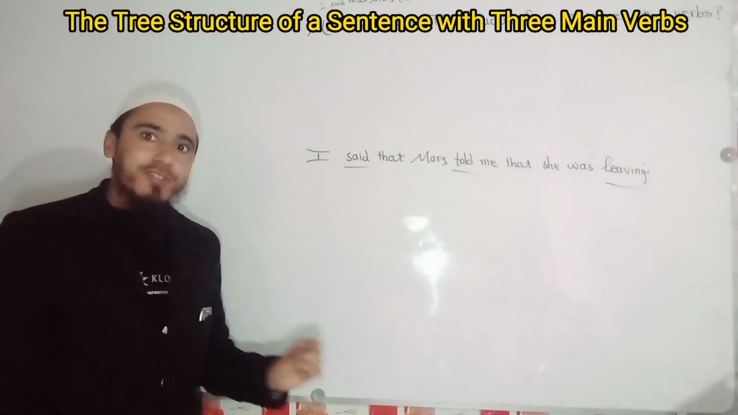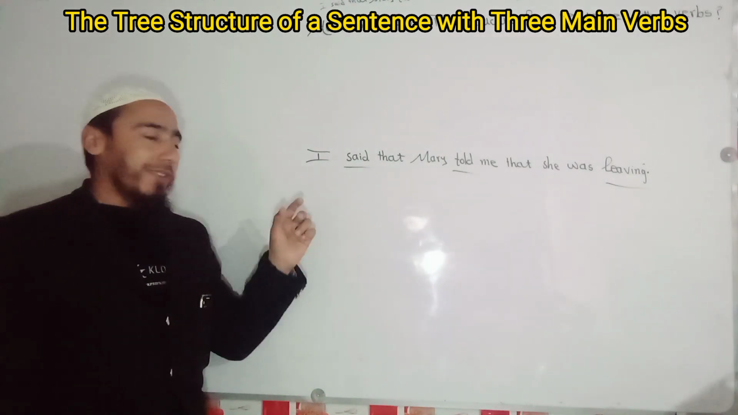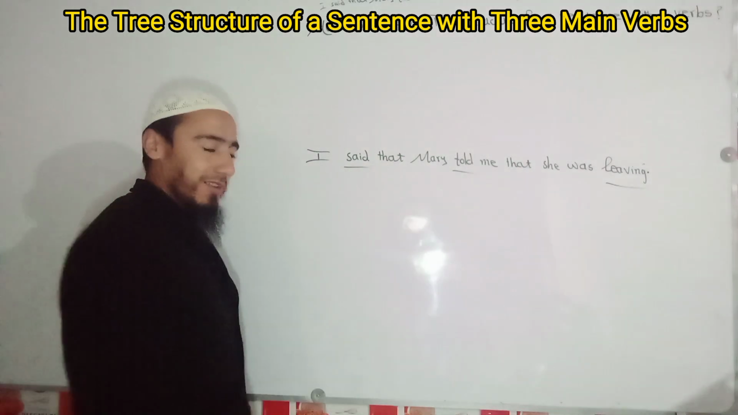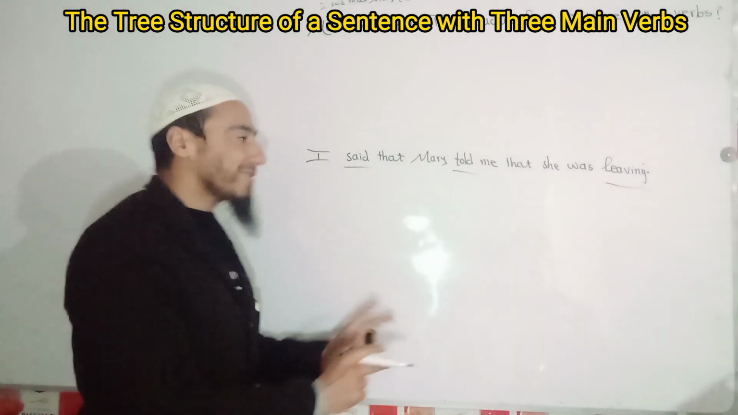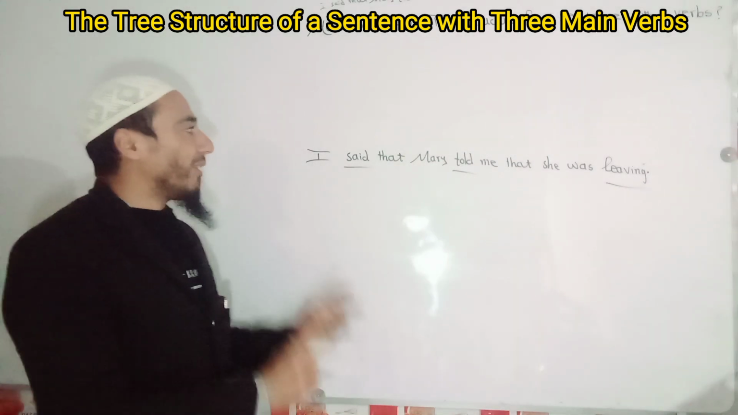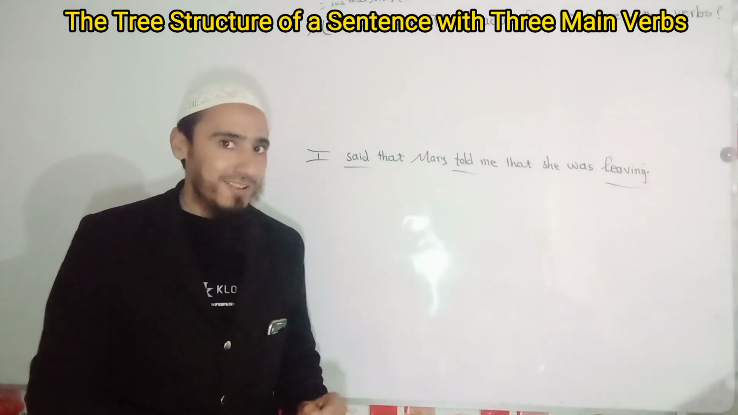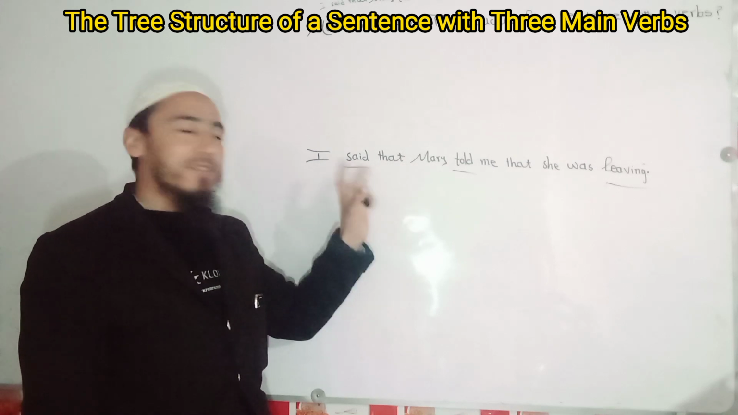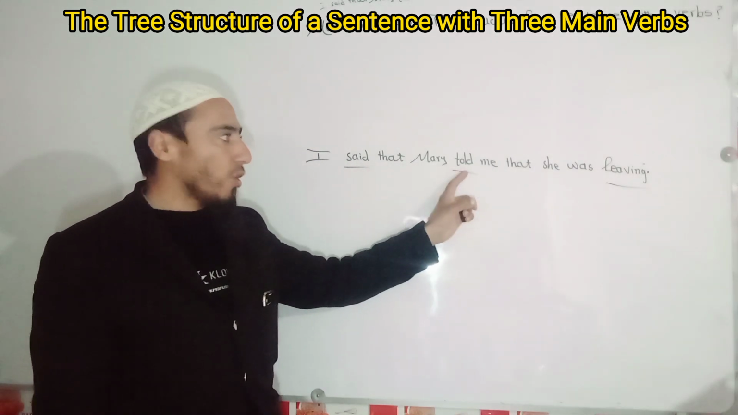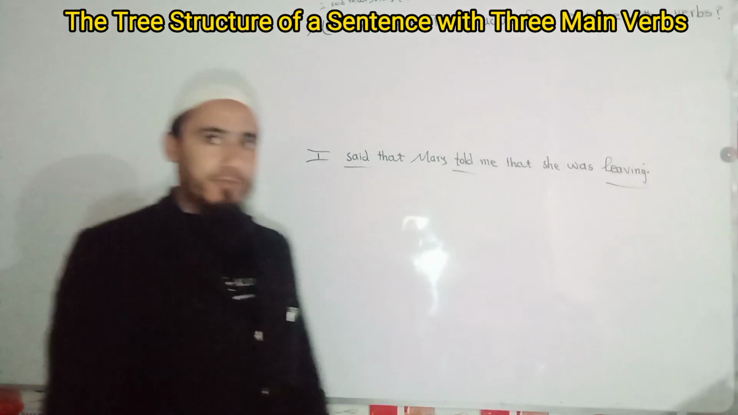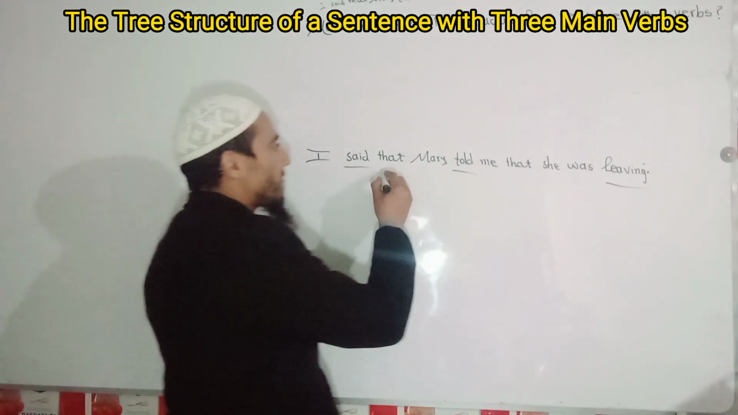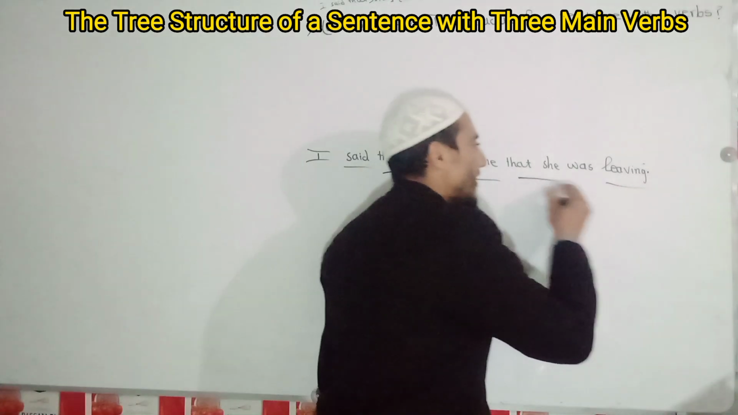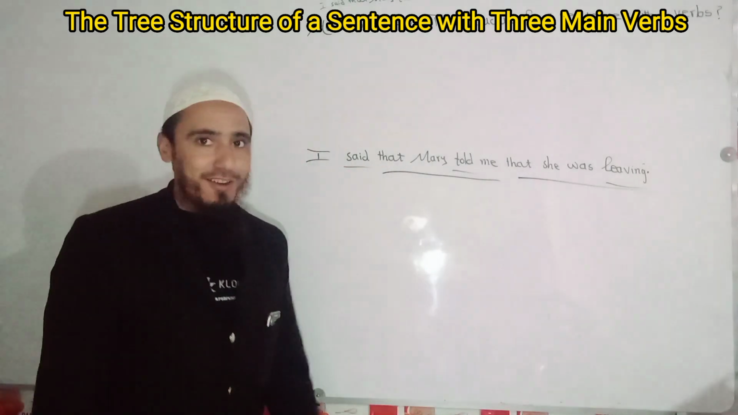Now, the first verb which we have belongs to the root sentence. So here we have I said. This is the root sentence, while the rest of the two belong to subordinate clauses. So here we have two main verbs after the root sentence, told and leaving. Now, that Mary told me is one subordinate clause, and that she was leaving is another subordinate clause.